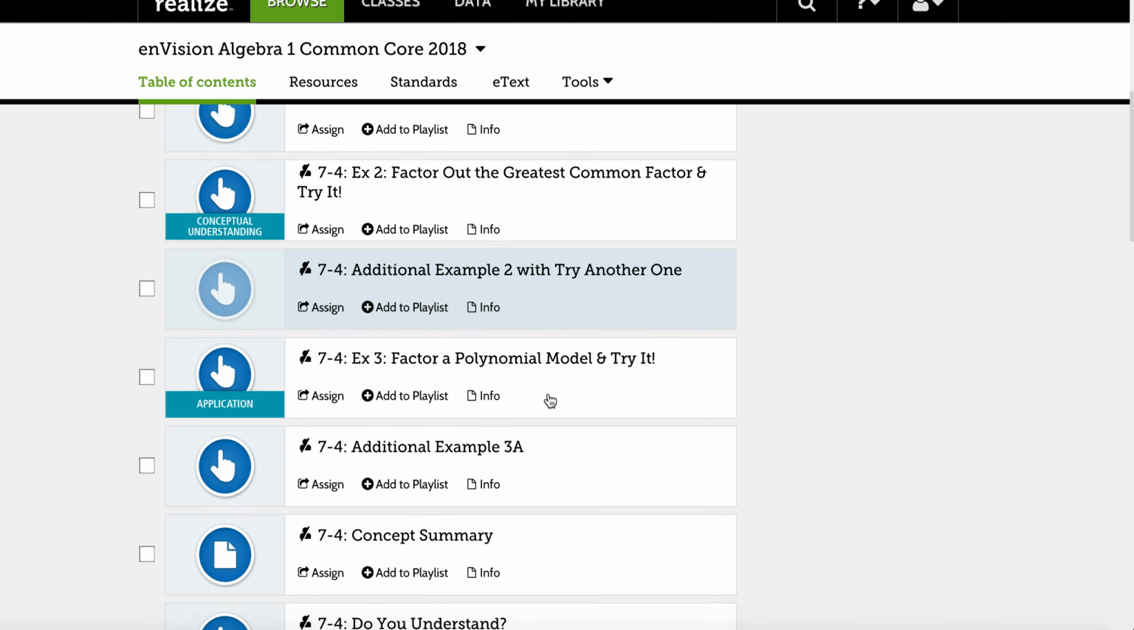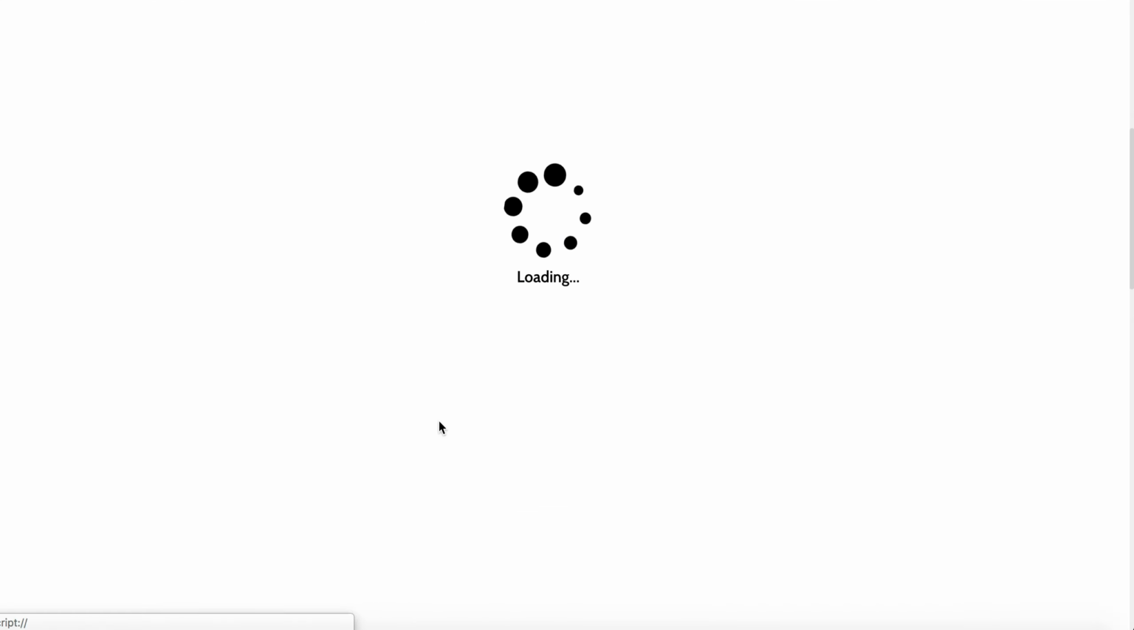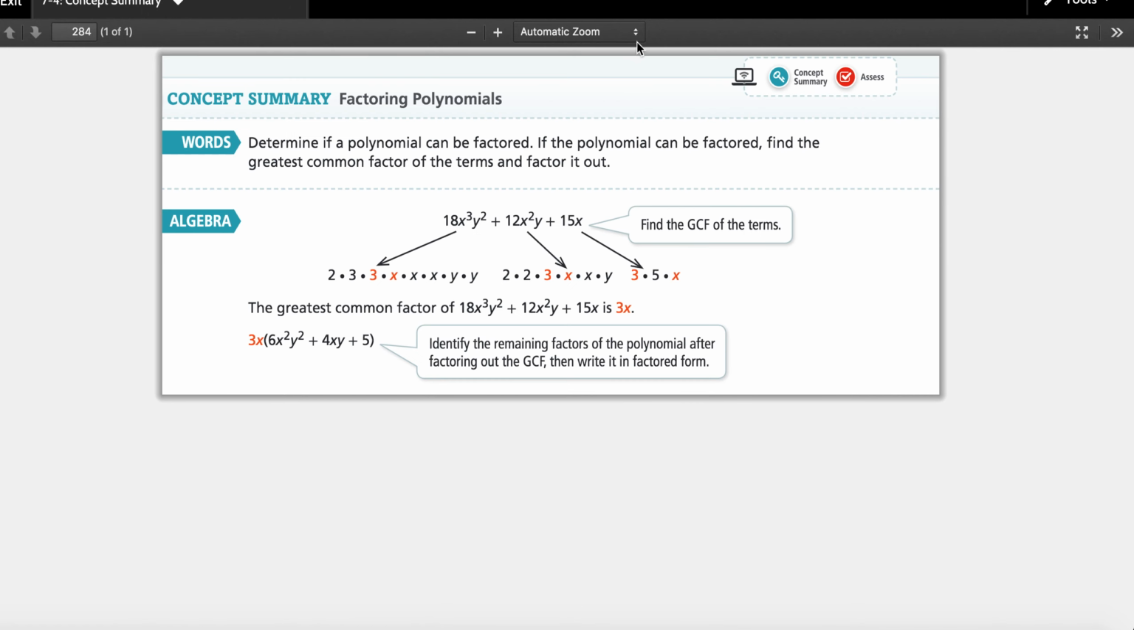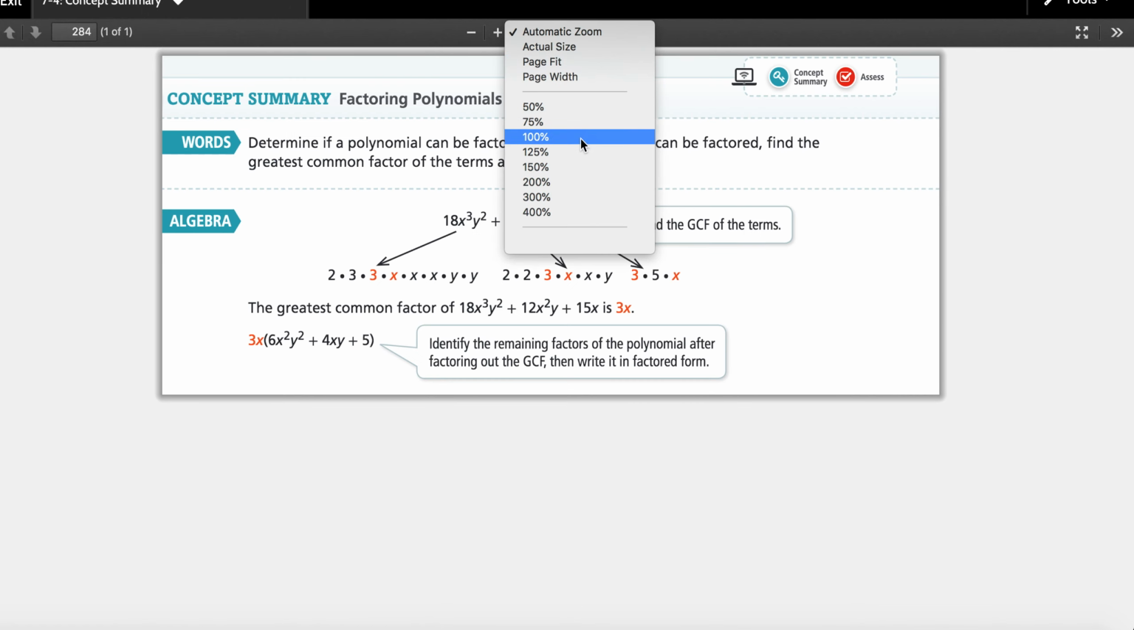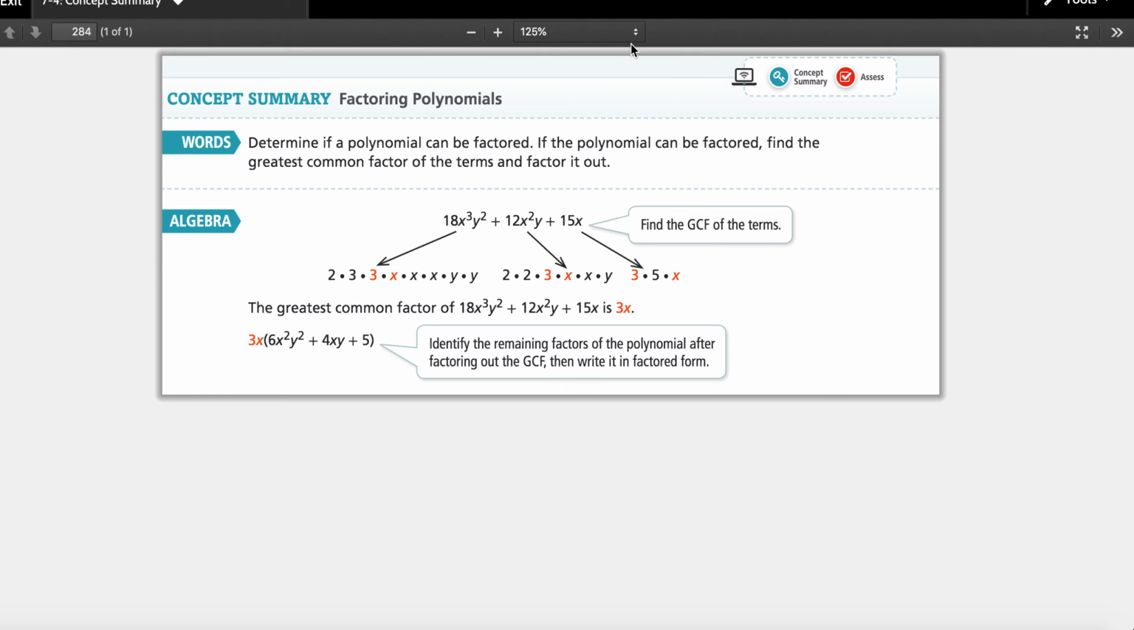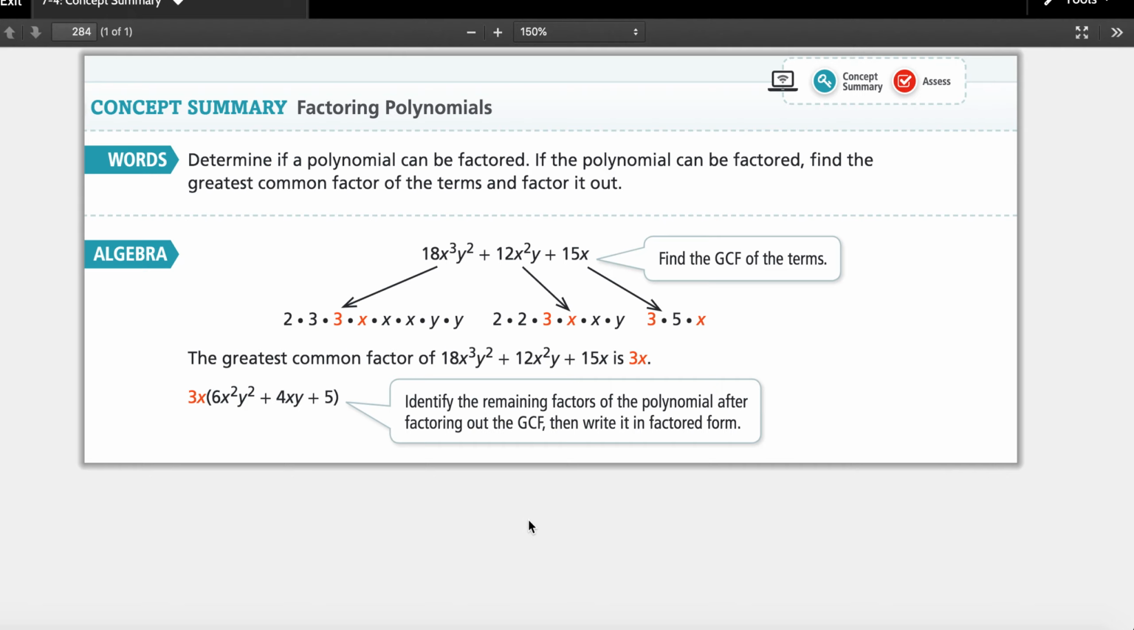Okay, let me give you a concept summary overview so you can go back and see it. Concept summary: factoring polynomials. As you see, you have it here in words and in algebra. In words, it says to determine if a polynomial can be factored. This is the first, very important step. If the polynomial can be factored, find the greatest common factor of the terms and factor it out.